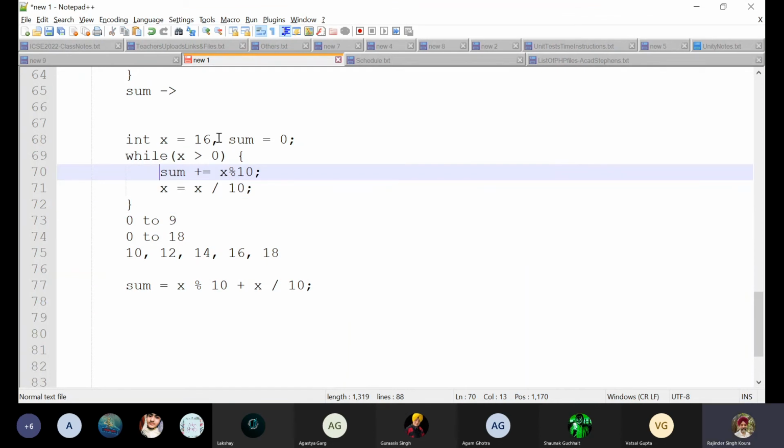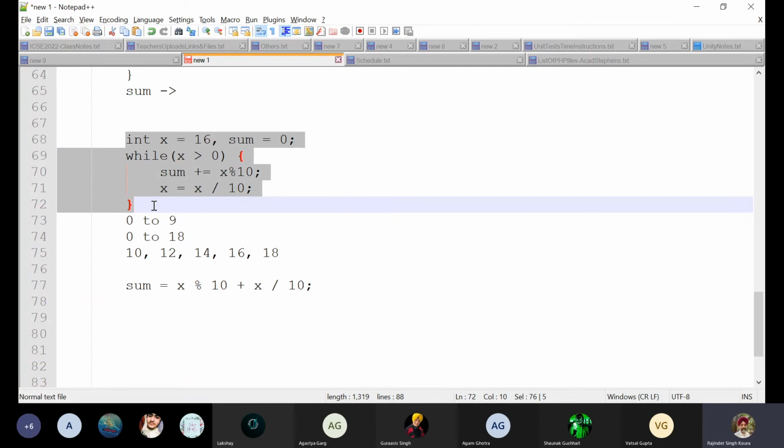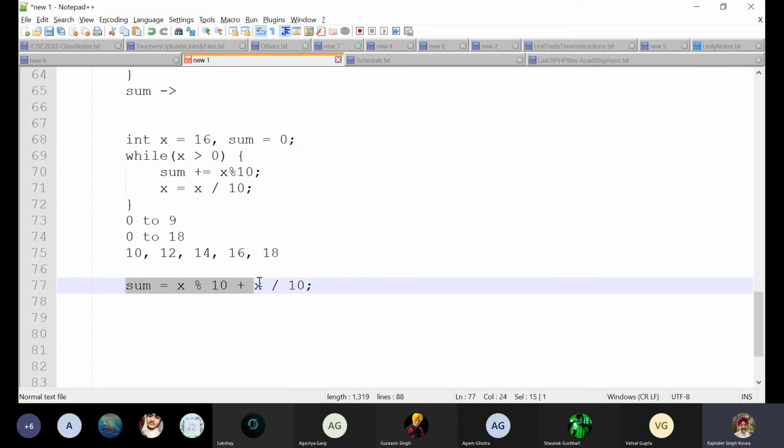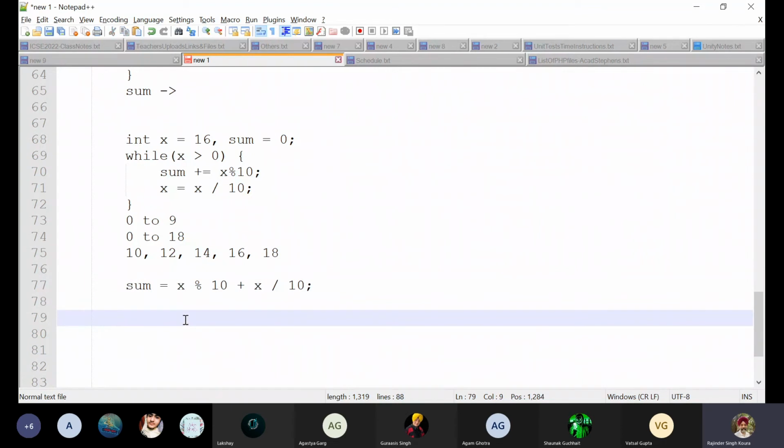Now we have got two processes, guys. One process is this given by Agam. One process is this given by Gurasis. There is a third process also, which is even simpler than this.